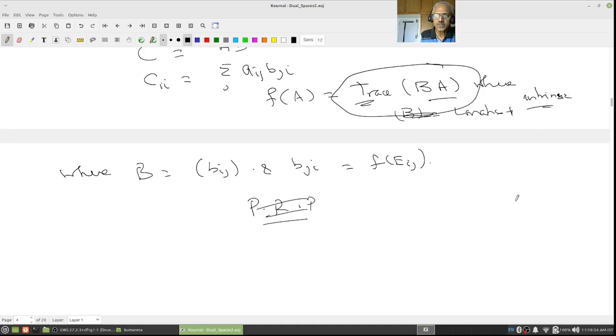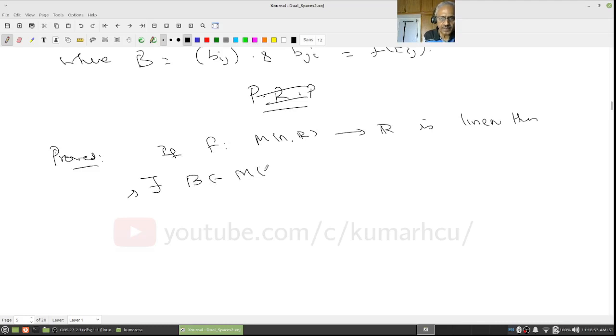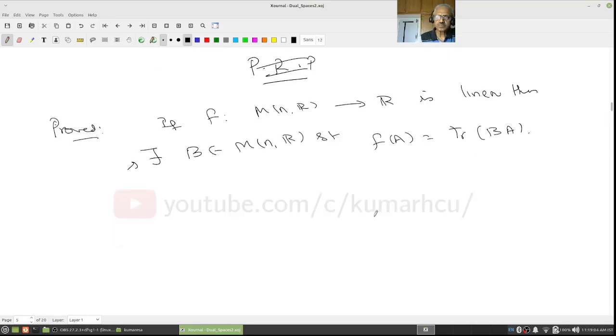Okay, so what we have proved: if f from M_n(R) to R is linear, then there exists a matrix B in M_n(R) such that f of A is trace of BA. Okay, you understand this? Now is the converse true? That is, fix converse.